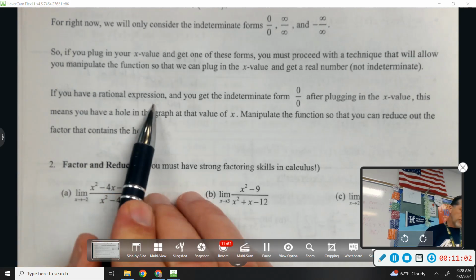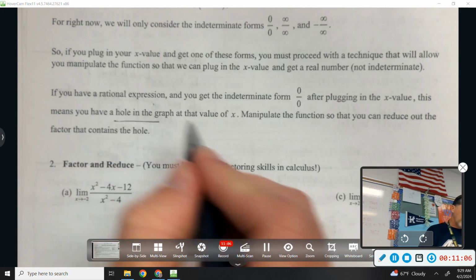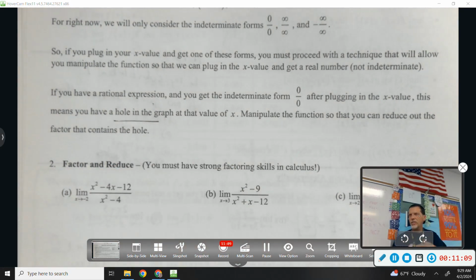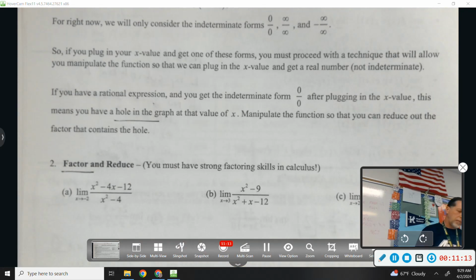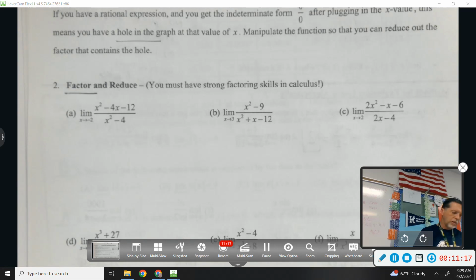If you have a rational expression and you get 0 over 0, that means you have a hole in the graph, right? That meant there were factors that could have canceled. In fact, that's where we'll get the factoring part. You must have strong factoring skills in calculus. Well, yes.